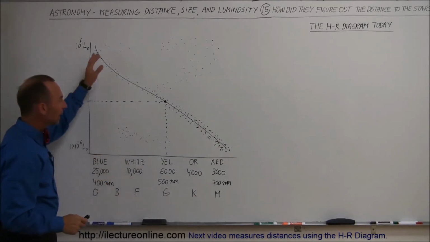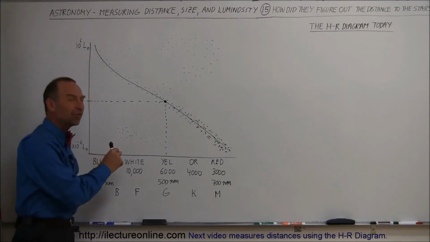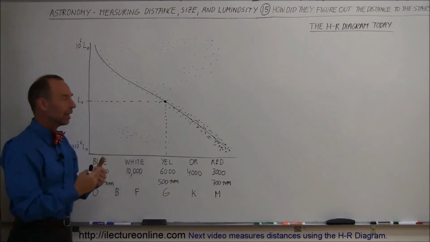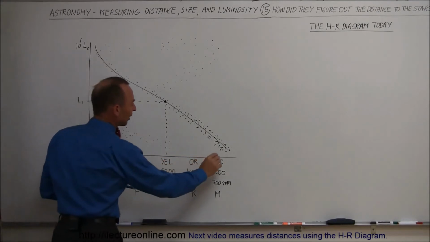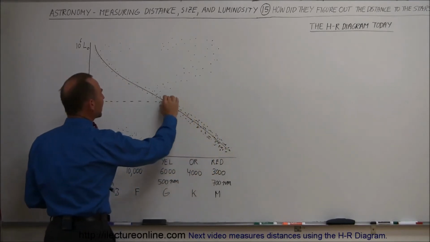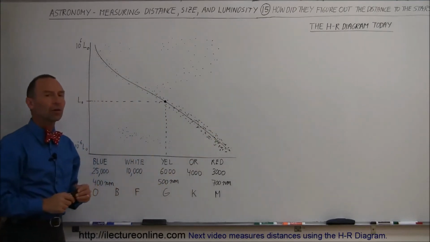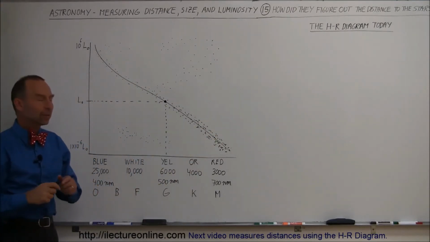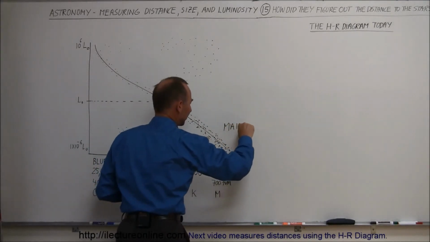And they now call that region here on the diagram. Now remember, this is just a diagram region. It's not a physical region out in space. It just represents something about stars. It just represents that these are the stars that are in their main cycle of life, their main sequence of life as they call it. So therefore we call this the main sequence. Let's write that down, the main sequence.